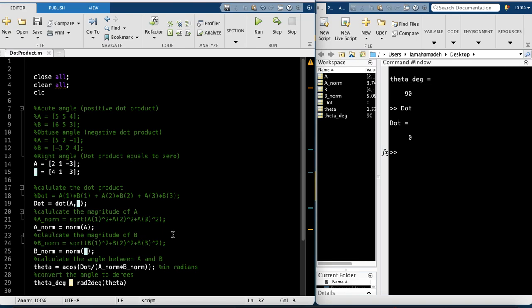So this is how you calculate the dot product and the magnitude of vectors and the angle between any two given vectors in MATLAB, and hopefully it's helpful. I will include the GitHub link for this code if it's helpful.